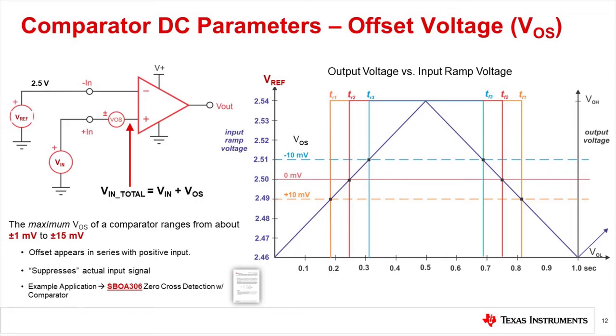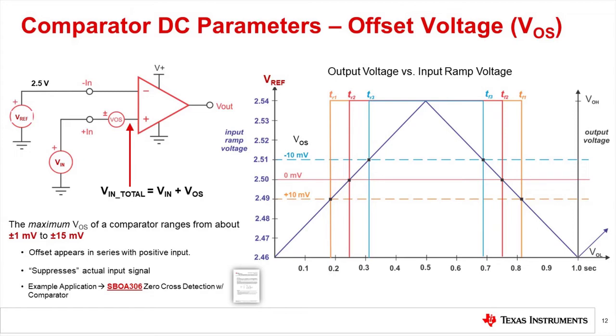What happens if you have an offset voltage of plus 10 millivolts? Then the total input voltage will be equal to Vin plus 10 millivolts. Now the output will transition at a lower voltage of Vin because that added voltage from VOS allows the total input voltage to reach 2.5 volts earlier. You can see in the orange waveform here that Vout is high when your Vin is greater than 2.49 volts, and then it goes back low when it goes below 2.49 volts.